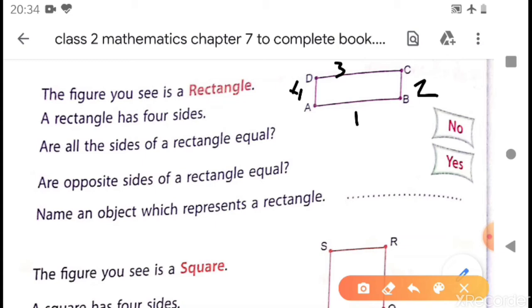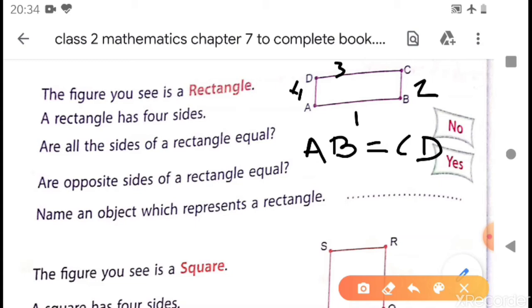Now there are 4 sides. How many sides are there? 4 sides. The 4 sides are AB, BC, CD and DA. As you can see, the side AB is equal to side CD. That means the side AB and CD are equal.